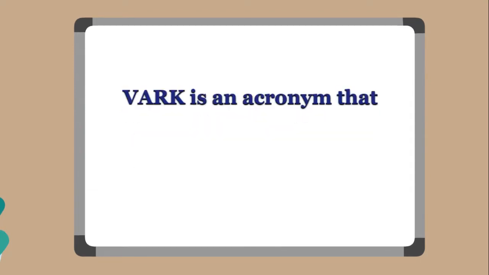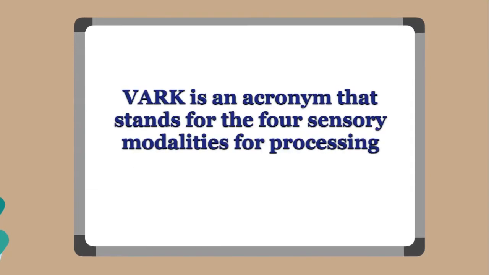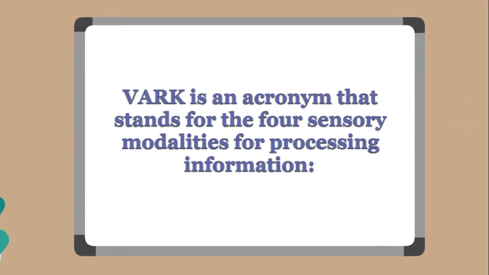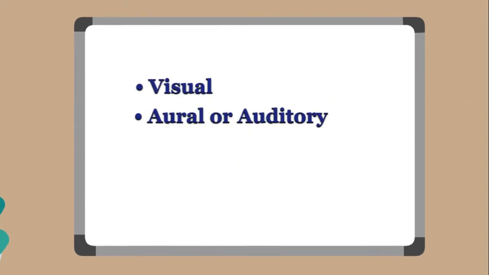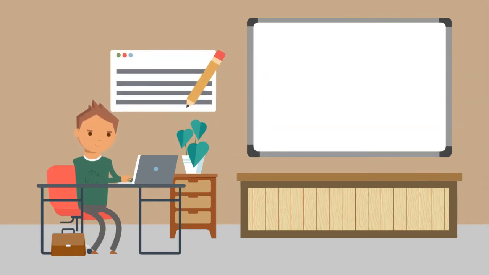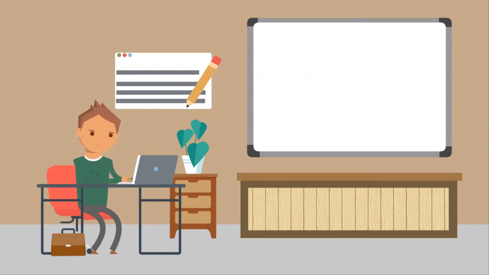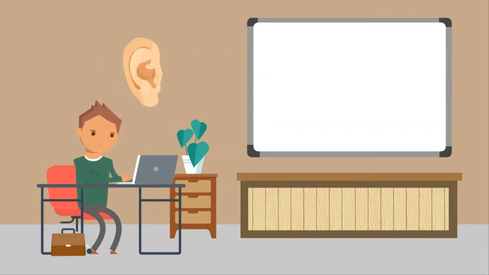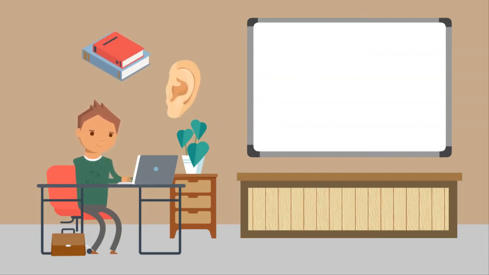VARK is an acronym that stands for the 4 sensory modalities for processing information: visual, oral or auditory, read or write, and kinesthetic. If your child is old enough, you can have him answer the VARK questionnaire online. This assessment consists of 16 questions, designed to help determine your child's VARK profile. Your child's results may show that either he prefers a particular modality, or he may not have a standout mode, in which case, he is considered multimodal.